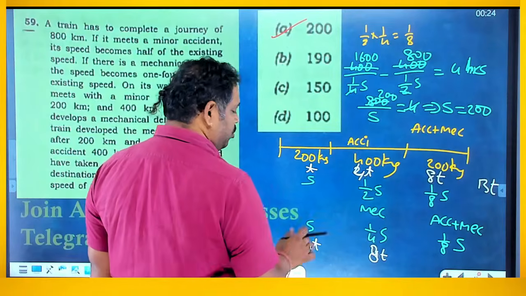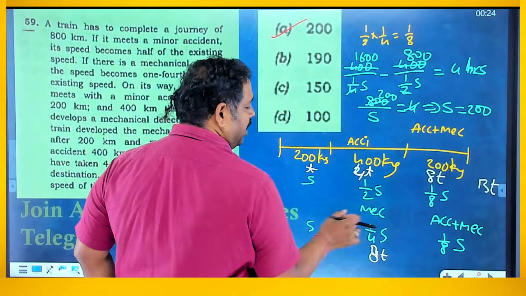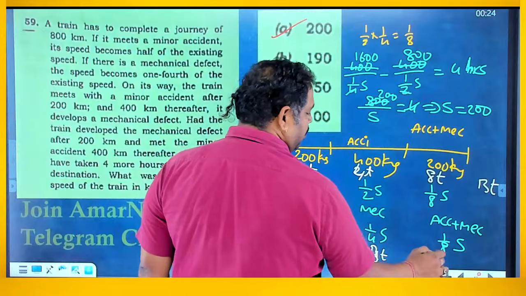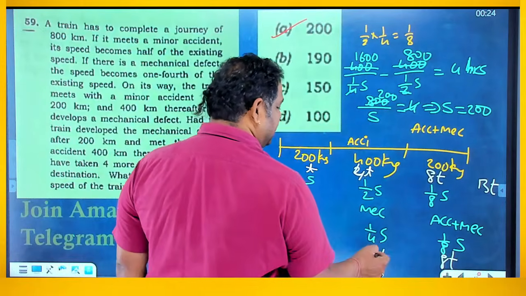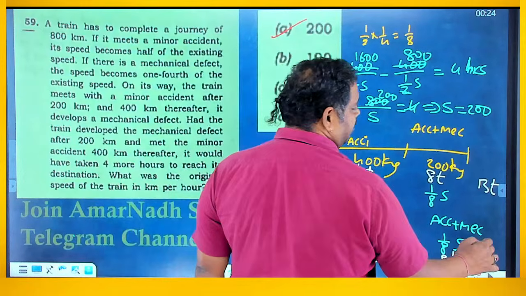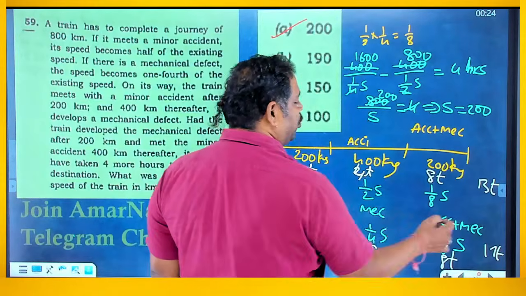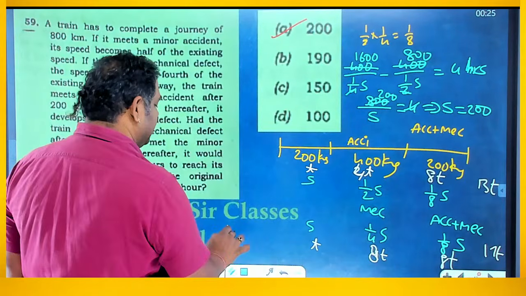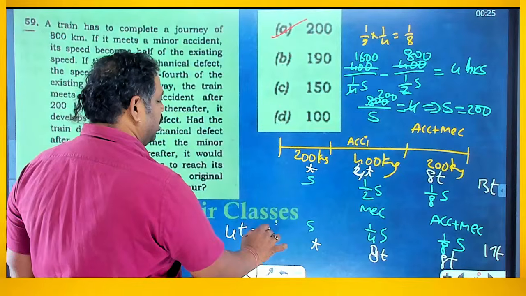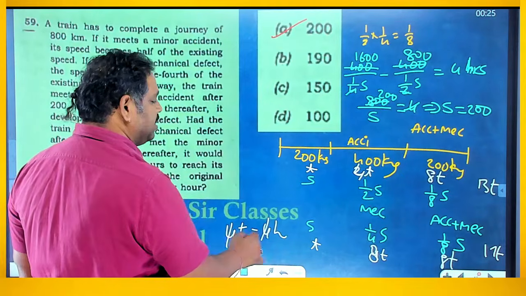Okay, now 200, and it's also a 200 stretch only, na? But speed becomes 1/8, na? So it will be 80. 80 plus 80 is 16T, plus T is 17T. Difference is 40, right? And he said that is equal to 4 hours. Okay, that means the 4 cancels, and T is equal to 1 hour.